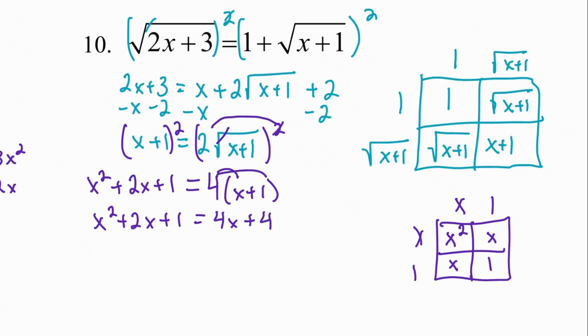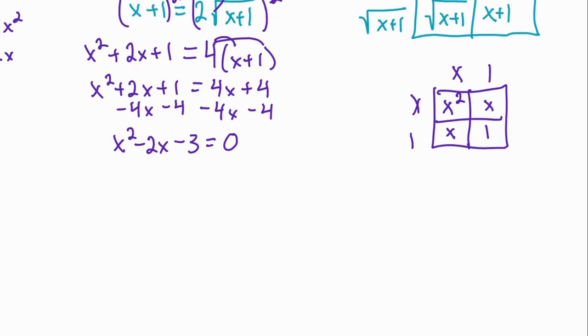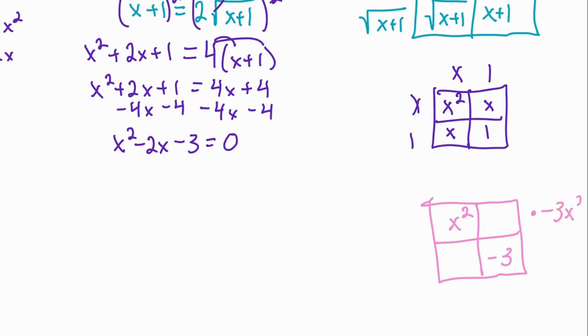And now I'm going to move everything to one side so I can factor and solve. So I'm going to subtract 4x and I'm going to subtract 4. So I'd get x squared minus 2x minus 3 equals 0. And again, I'm going to have to do the box in order to factor that. So I have x squared and negative 3. I want something that multiplies to negative 3x squared but adds to that middle term of negative 2x. So that's going to be negative 3x and a positive 1x.